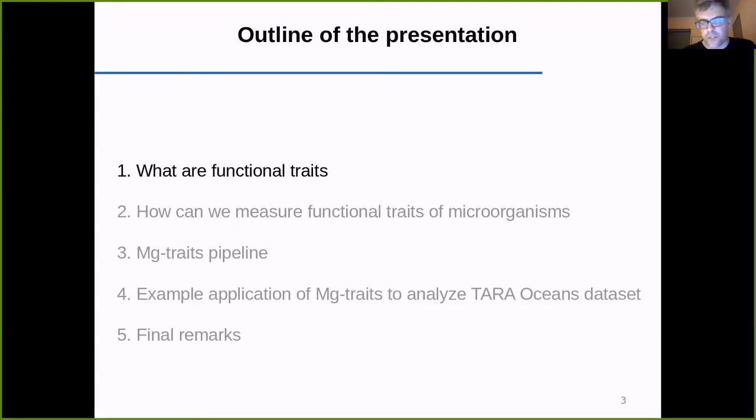This is the outline of the presentation. First, I will introduce what functional traits are, then how we can measure functional traits of microorganisms, then I will present our tool, the anti-traits pipeline, and a brief example application where we use this tool to analyze metagenomic samples of the DataOcean's dataset, and I will conclude with some final remarks.